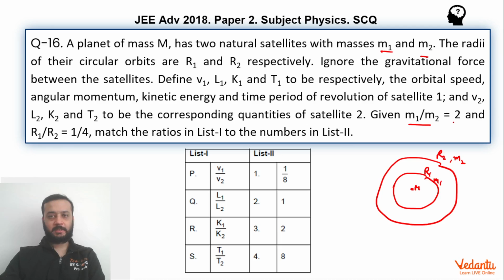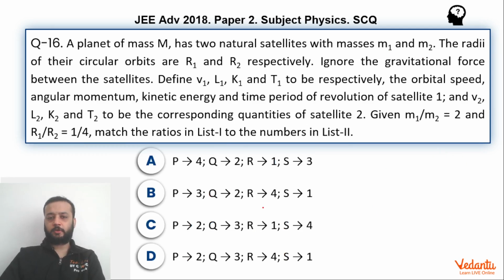Ratio of masses has been given, that is m1 by m2 is 2, and the ratio of radii of circular motion has also been given, r1 is to r2 is 1 by 4. So basically we have to find the ratio of v1 is to v2, l1 is to l2, k1 is to k2 and t1 is to t2. So question is fairly simple. Let's start with finding the ratio of orbital velocity. Okay, so these are the options.